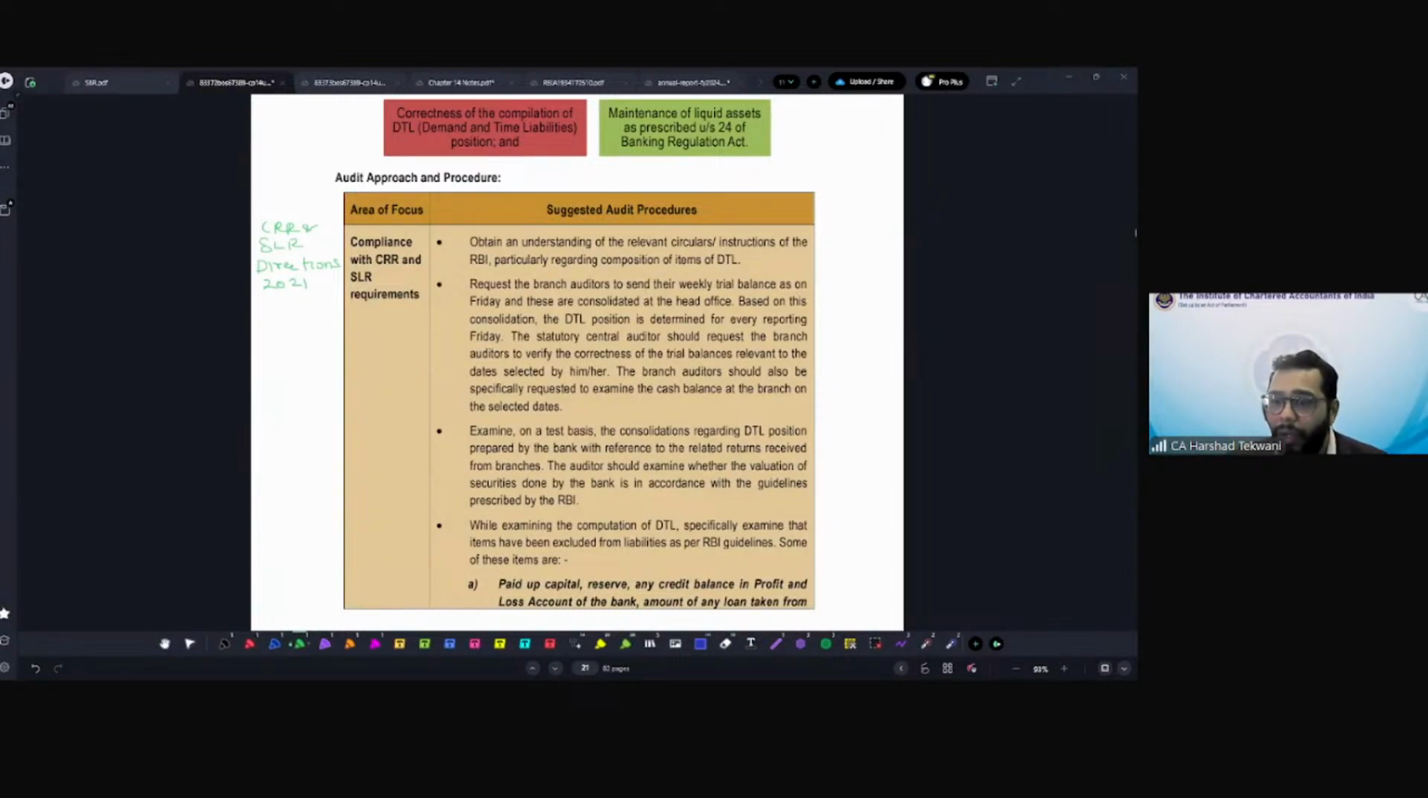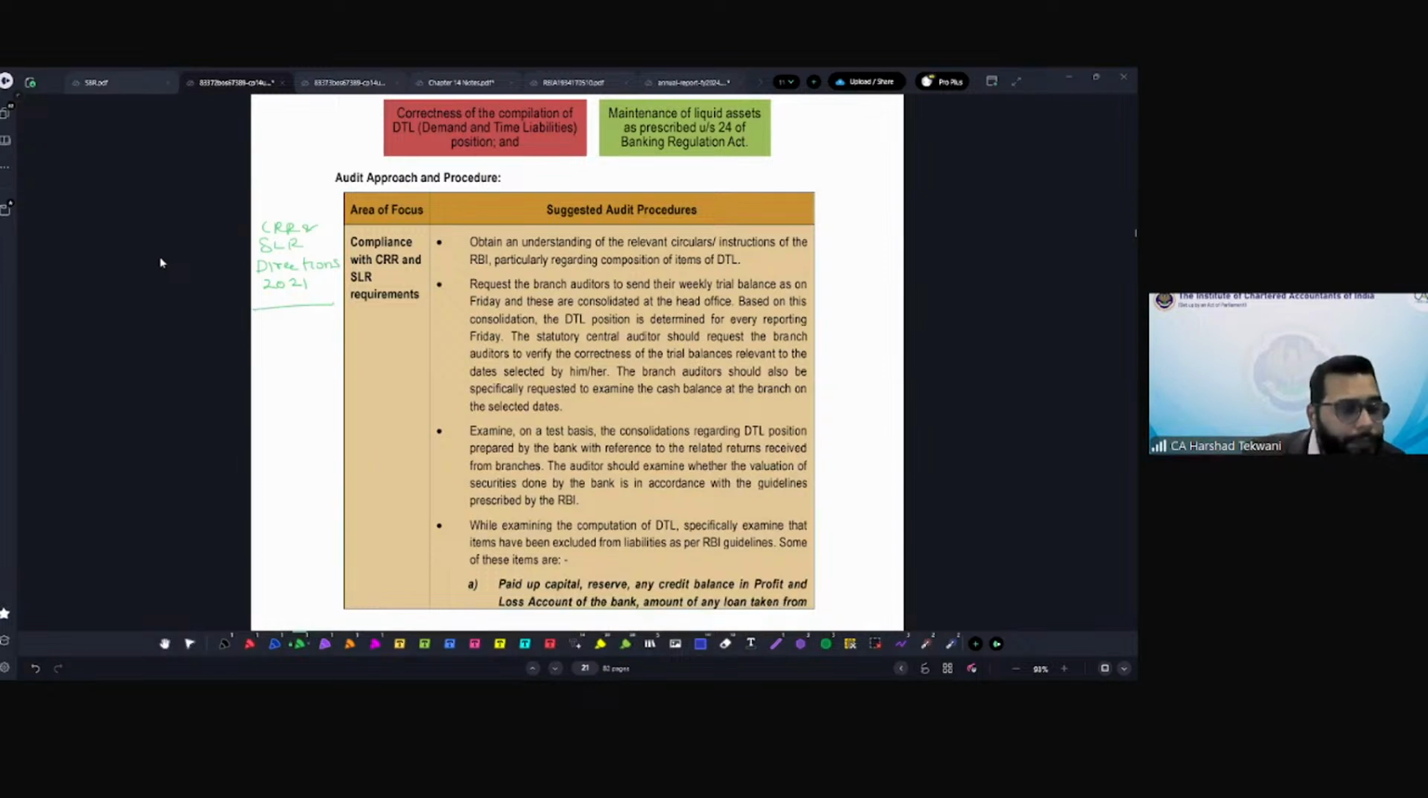Okay, now there are certain reportings that are required to be done by the bank with respect to CRR and SLR. One such reporting is Form A, which scheduled commercial banks are required to report. There is a Form B written for the cooperative banks for the CRR.